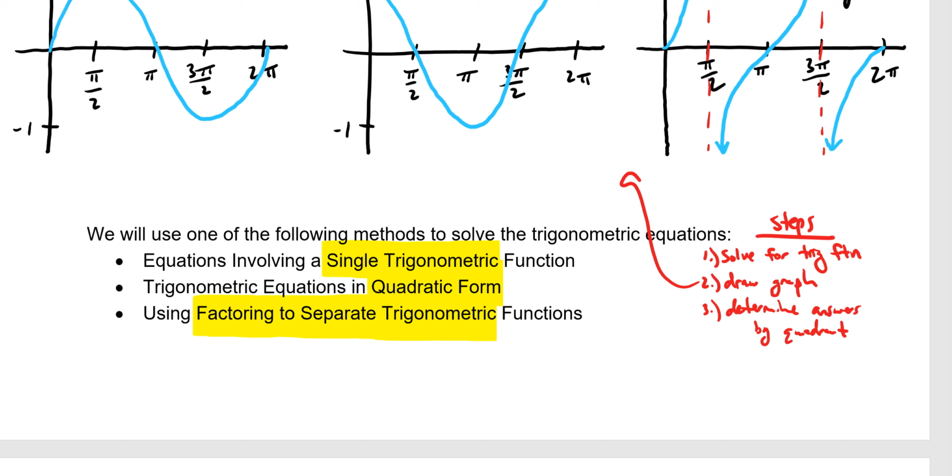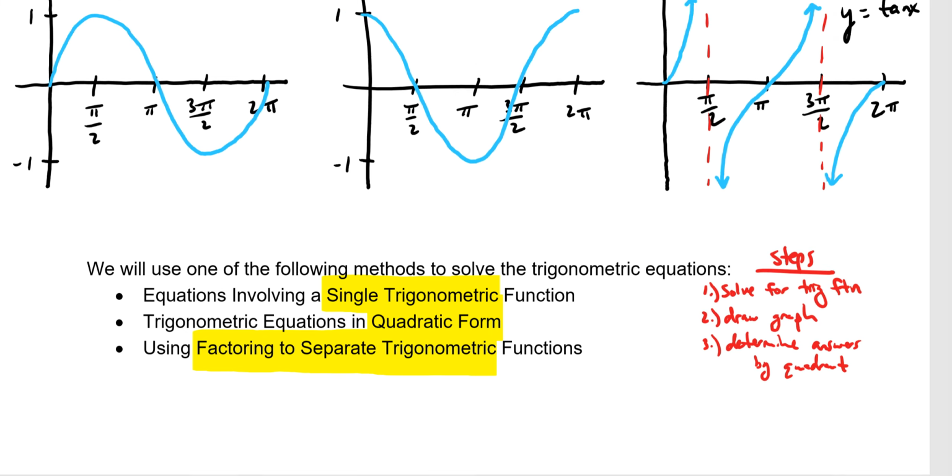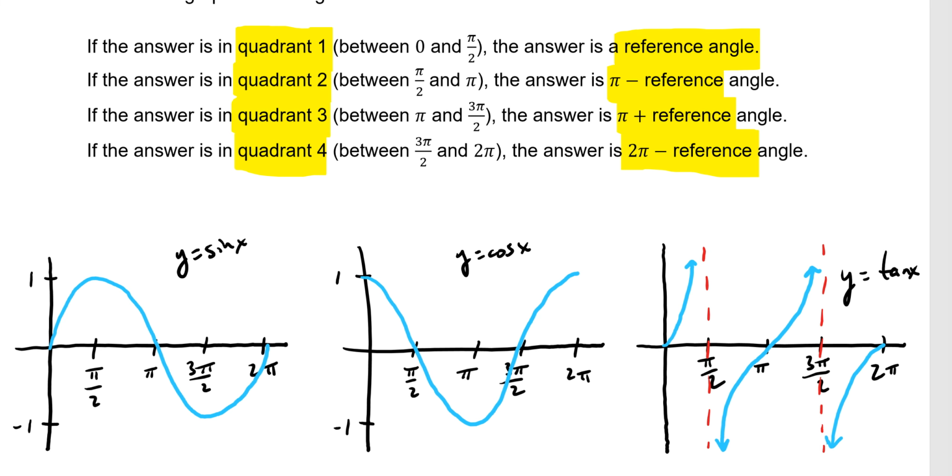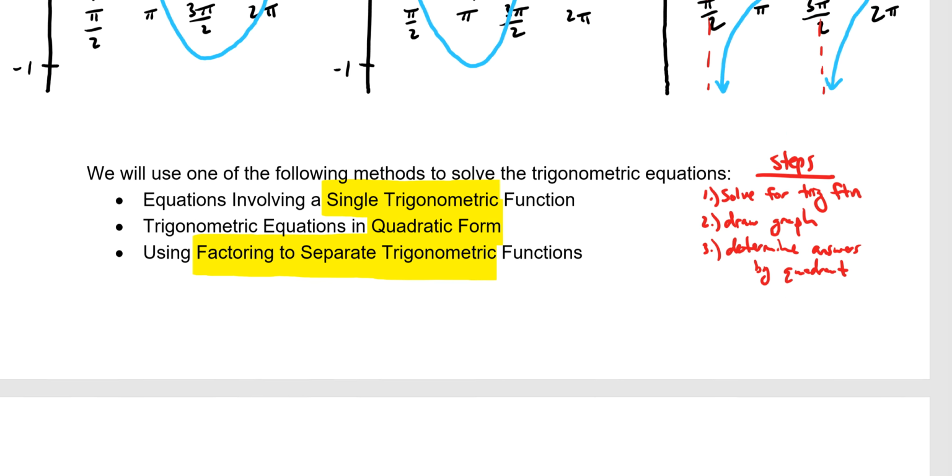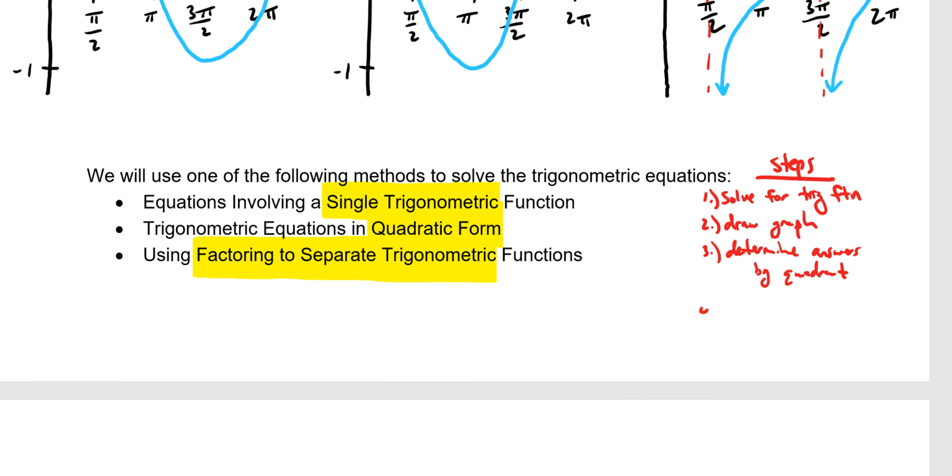Step 3, I'll say we're going to determine the answers based on which quadrant the answers lie in. That's going to be using these little techniques, these little formulas up here. And then for step 4, once we have the answers, if we're finding it over the interval, we're done. We just circle them. If you're finding all solutions, you need to either add plus 2 pi n or plus n pi to your final answers.